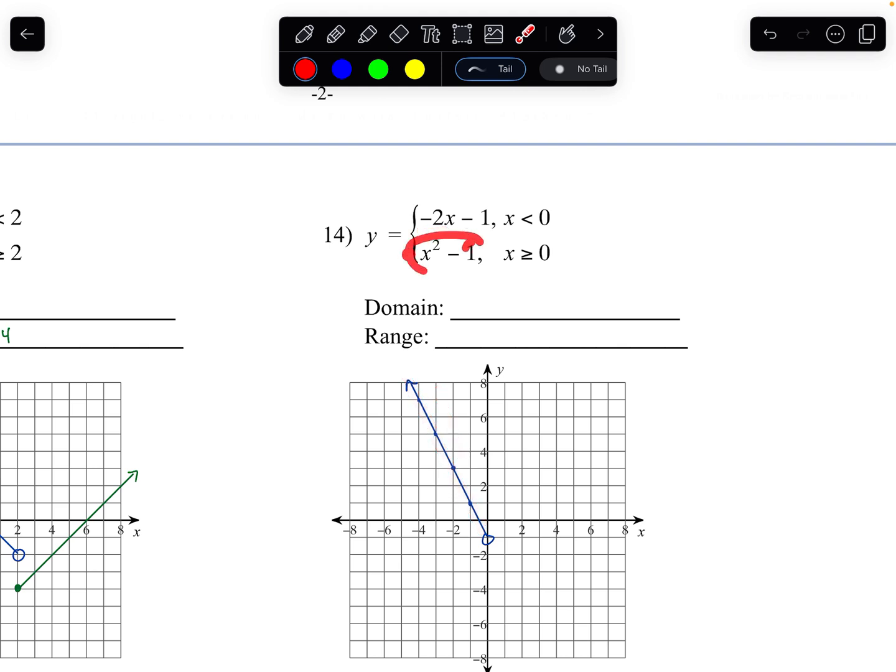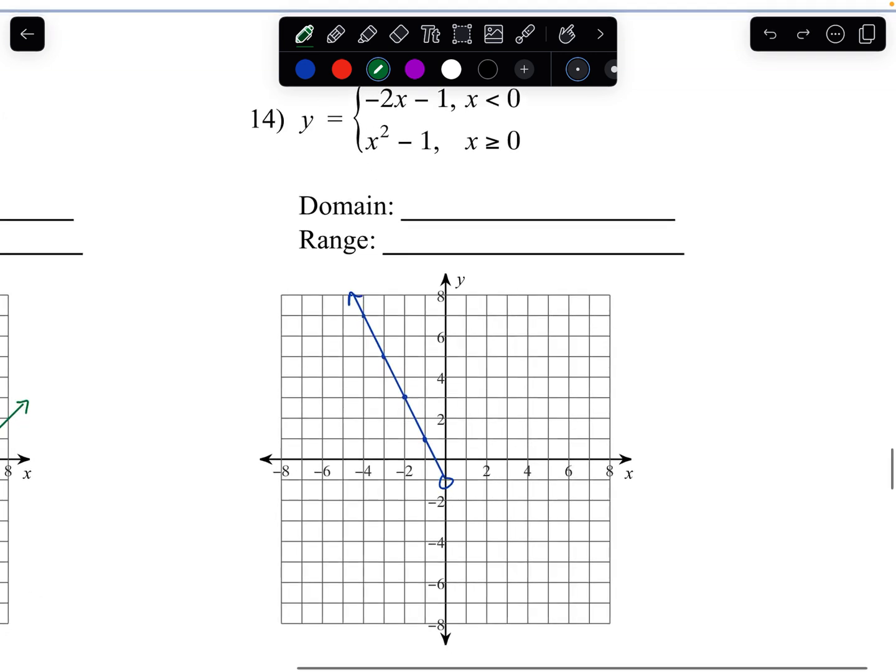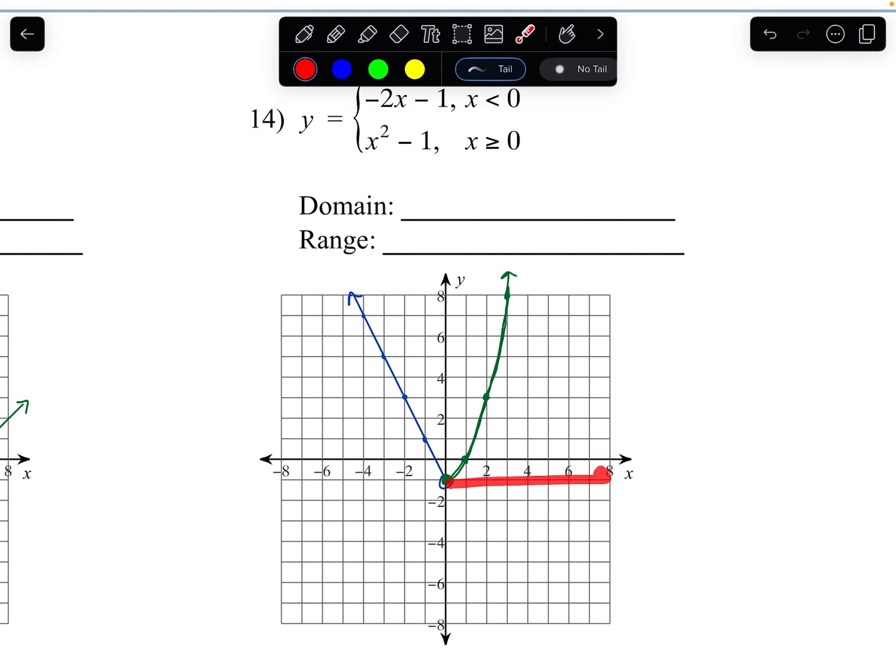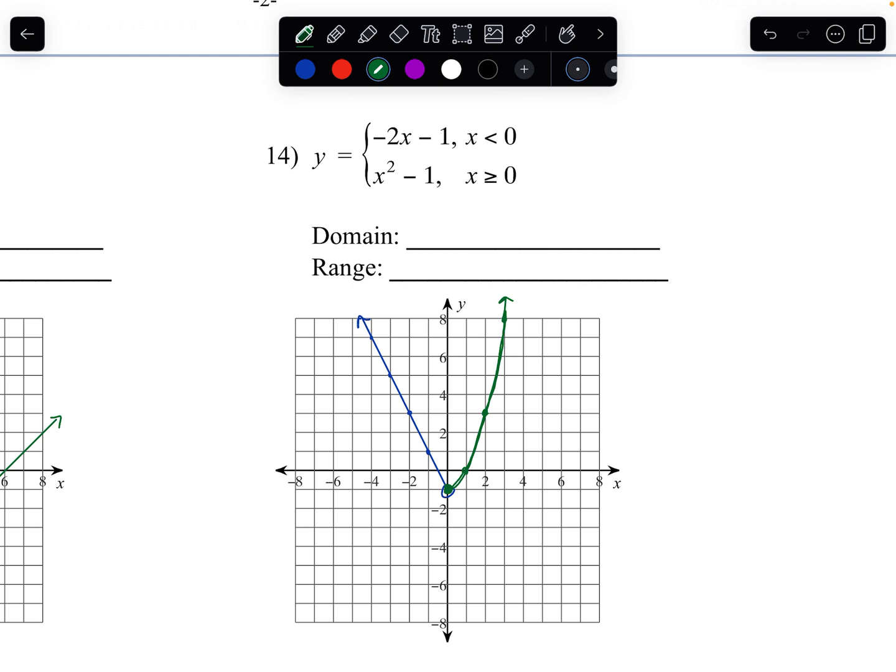Okay? Then we have x squared plus 1. So this is a quadratic shifted down 1. So that's going to put the point right here, and then I'll just use the 1, 3, 5 rule. So 1, 3, and 5. So I have my quadratic function like that right there, but I'm only drawing it for x is greater than 0. And there's our piecewise function. So the domain of this piecewise function is still all real numbers. We're covering all x values, and the range is as low as -1. So we'll say y is greater than or equal to -1.